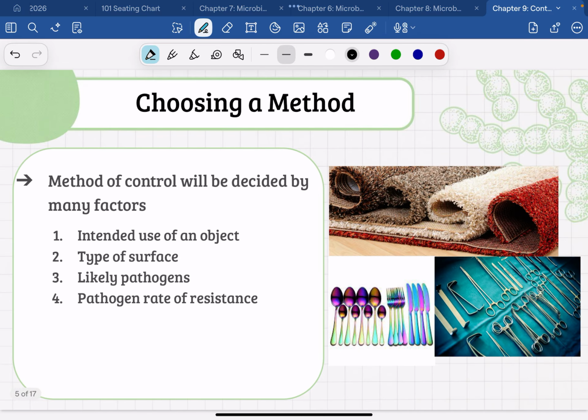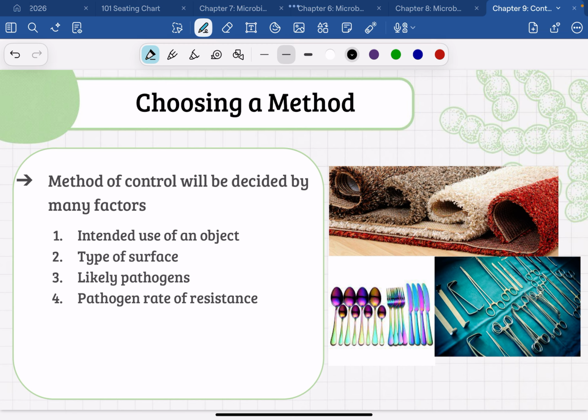Okay. All right, so when you're choosing a method of control, how do you choose, right? We have all of these different methods. Why is it that we brush our teeth, but we wash our hands with soap? Why don't we brush our hands or wash our mouths with soap? And the reason for that, in that case, is because nobody wants to put soap in their mouths. That's why, okay? But choosing a method is going to have a lot of different reasons and questions that have to be answered. And so choosing a method of control is going to be decided on by many, many factors.